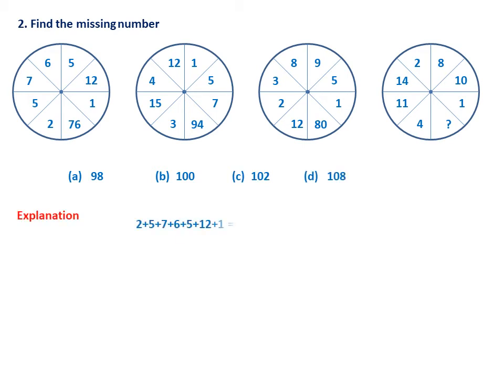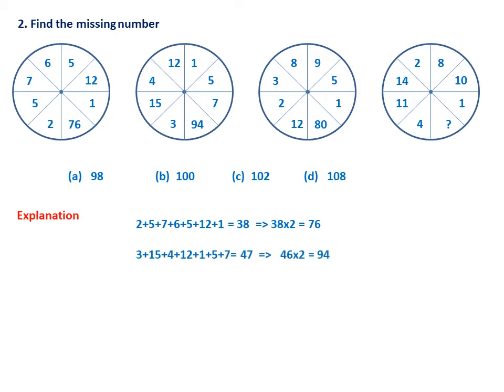Now let me give the explanation. First one, you see, 2, 5, 7, 6, 5, if you add all of them, it is 38. Then 38 into 2 is 76. That means the last number is 76, which is right, that is, in the 4th quadrant, the second number is 76. So that is double the remaining sum.